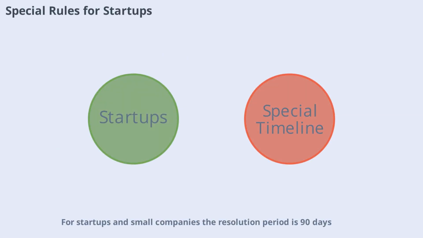For startups and small companies, the resolution period is 90 days, extendable by 45 days. These special rules recognize the unique challenges faced by smaller entities and ensure that the process is swift and efficient. The shorter timeline minimizes disruption and allows startups to recover or exit quickly.